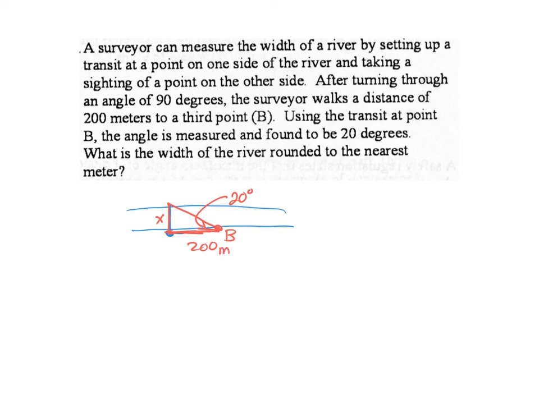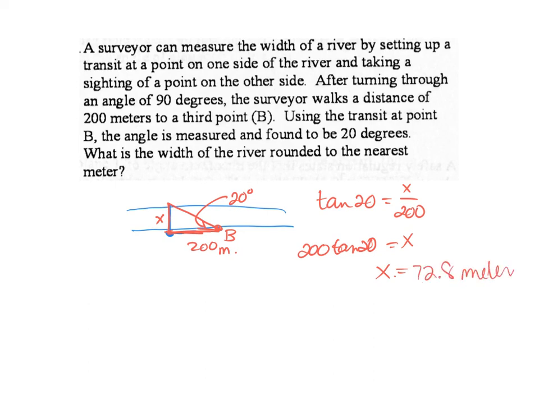Now I'm going to remember that 200 is in meters, because when I'm done, whatever value I get for x is also in meters. So now I'm looking for the opposite side, and I'm going to divide by the adjacent side, so that's tangent. Tangent of 20 is equal to x over 200. So to solve for x, I multiply both sides by 200. And now I have to plug that into my calculator. And when I do that, and again, my calculator is in degree mode, I find that x is equal to 72.8 meters. Although that said rounded to the nearest meter, so my answer would be 73 meters.